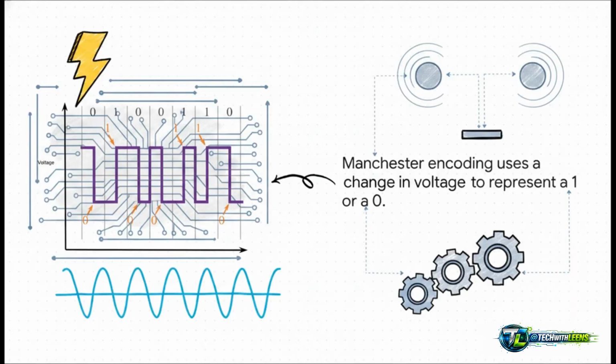Here's a perfect example of that. It's called Manchester encoding. Look at the waveform here. To send a 1, the voltage actually drops from high to low. To send a 0, it does the opposite. It rises from low to high. So it's not the voltage level itself that's important, it's the change, the transition. It's a super clever trick that basically works like a built-in metronome, keeping both devices perfectly in sync.